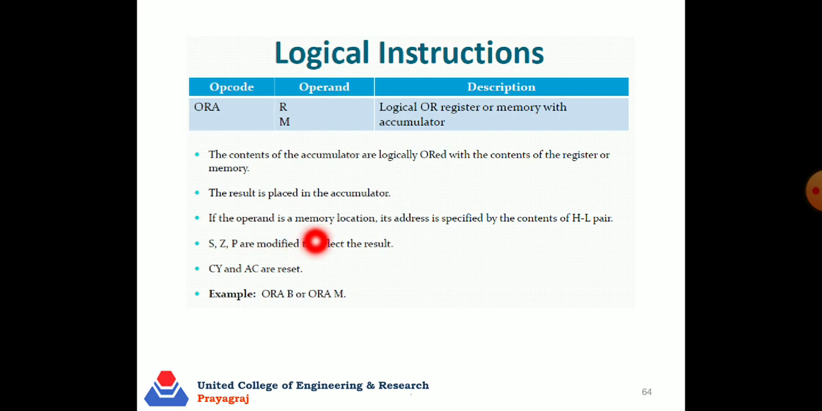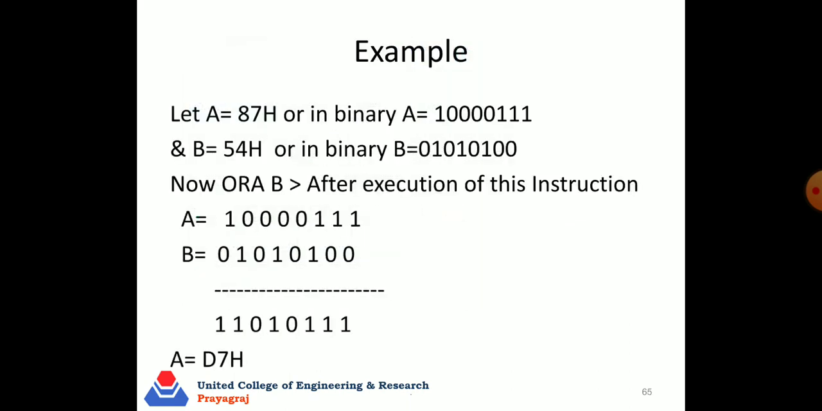If the operand is a memory location, its address is specified by the content of the HL pair, and the sign flag, zero flag and parity flag are modified to reflect the result. The important thing is that the carry flag and auxiliary carry flag both are reset, like ANA. So we take an example, the same numbers as previously taken. If A has 87 and B is 54, then 87 can be written in binary in this format and 54 in this format.